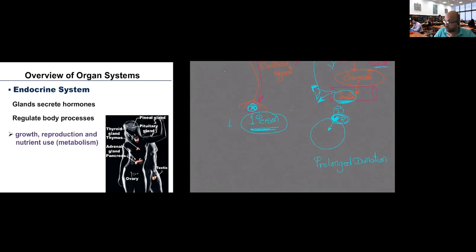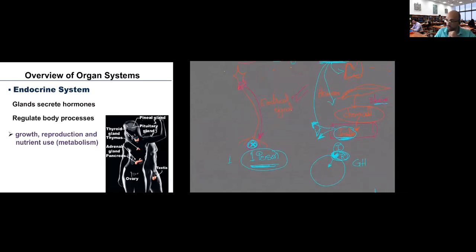So I will be releasing growth hormone, for example. It remains longer in my circulation, having a more prolonged action on my cells for them to grow. So the good thing here about the endocrine system is that it has a prolonged duration of action. It's not an immediate action like in the nervous system.